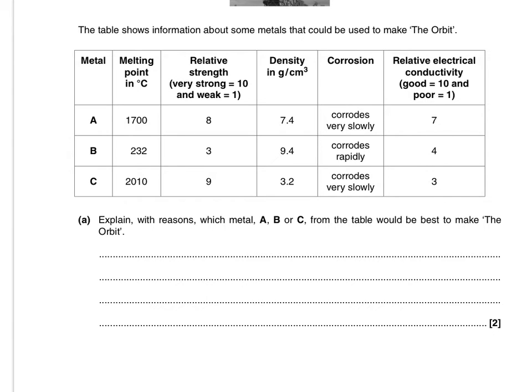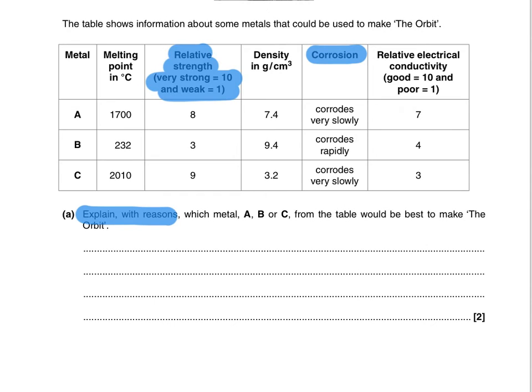You've got to start thinking about, well, what things do I want a big structure to be good at? So you've got to think about corrosion, because obviously it's going to be outside. You've got to think of its strength, because it's going to be this massive structure. Last thing you want to do is crash down and crush somebody. The question asks us to explain with reasons which metal, A, B, or C, from the table would be best to make the Orbit, so you've got to justify your decisions here. 2 marks available. Let's have a little look.